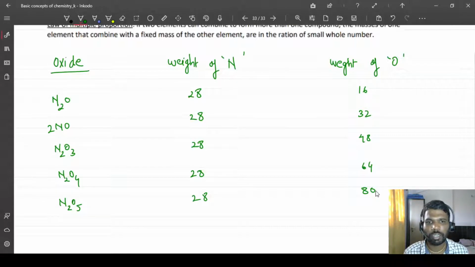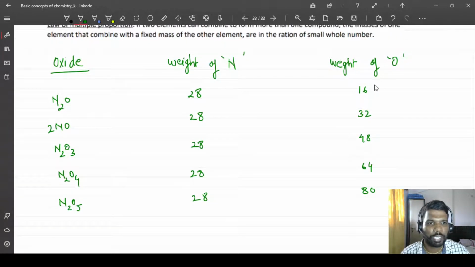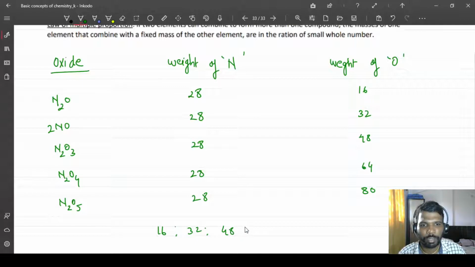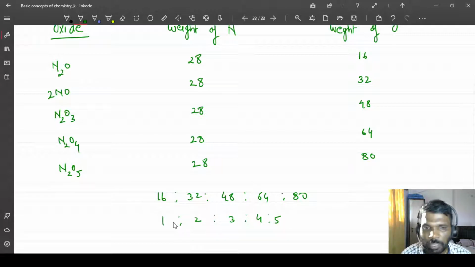Now if you see the ratio, the ratio of what? The ratio of 16 is to 32 is to 48 is to 64 is to 80. So here the ratio will be what? It is cancelling by 16. 1 is to 2 is to 3 is to 4 is to 5, right? 16 ones are 16, 16 twos are 32, 16 threes are 48, 16 fours are 64. So this is the simplest whole number ratio.